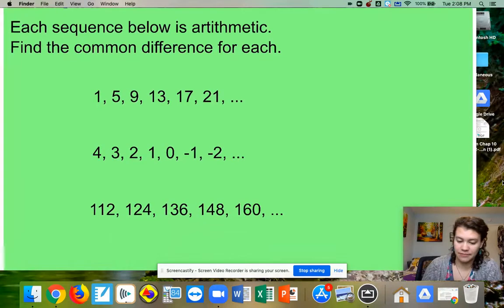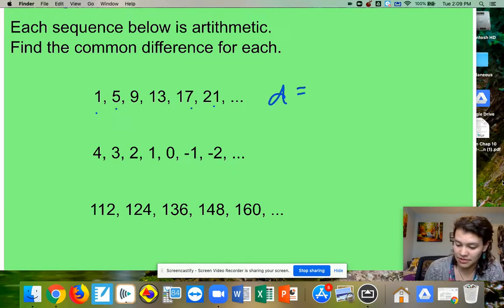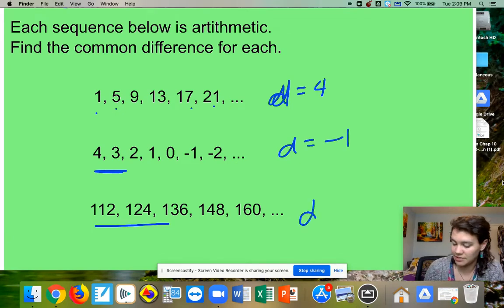So here are some arithmetic sequences. Take a second and try to figure out what the common difference is for each of these. Okay, so you can just take one term and subtract the one before it, and you should get a common difference of 4 for this one. Here, if you subtract, you should get a common difference of -1, and this one a common difference of 12.